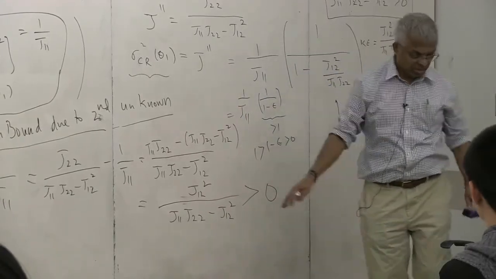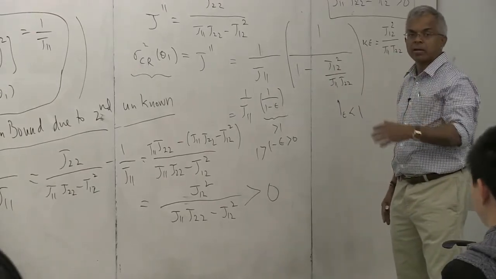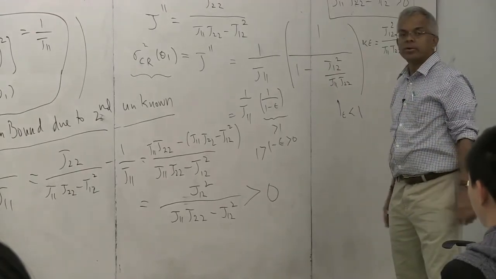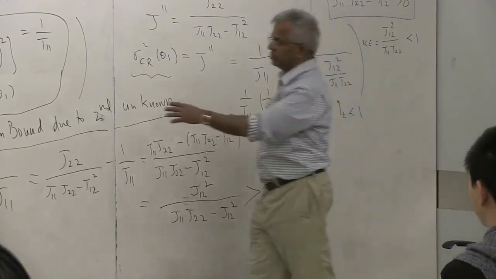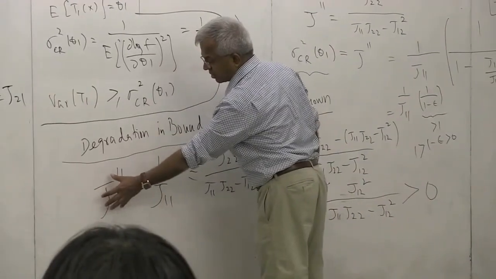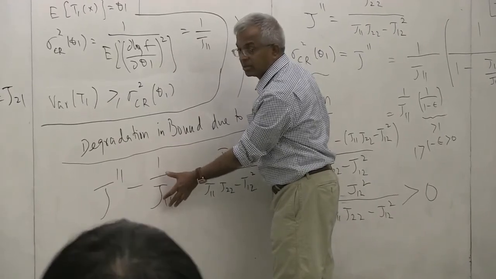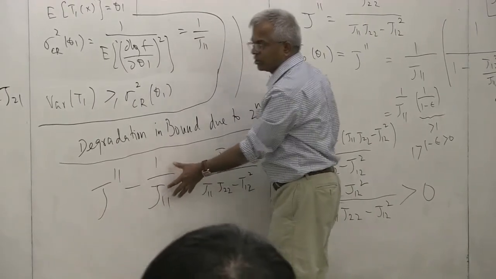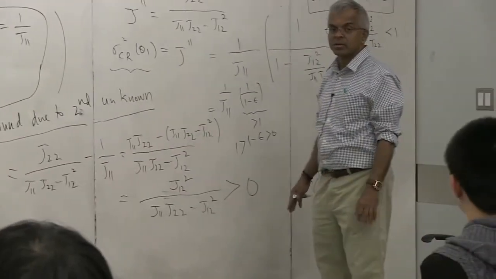Of course, you can take your specific problem and plug it in. This is the degradation in the Cramer Rao bound due to the second unknown. This is the bound in the presence of the second unknown. This is the bound for the same parameter when the second one is known. So the difference will give you the degradation.